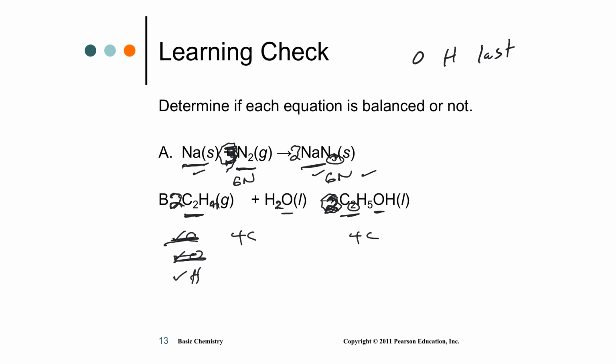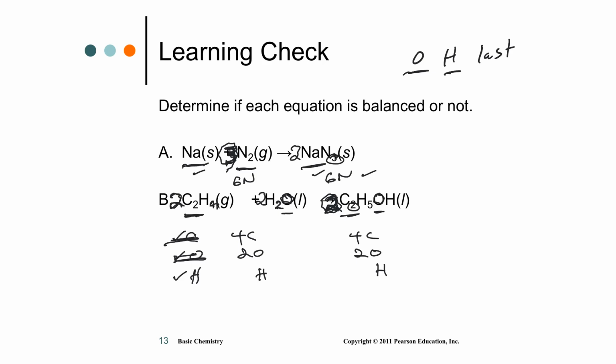Oops, I made a mistake. I do oxygens, then I do hydrogens last. So let's fix the oxygens first. So I've got the carbons 4 by 4. And now I've got 2 times oxygen, so I have 2 oxygens. And now I need 2 oxygens here. I've got 1 oxygen, so I need 2 oxygens there. So now I have 2 oxygens. Now I'll do hydrogen last.